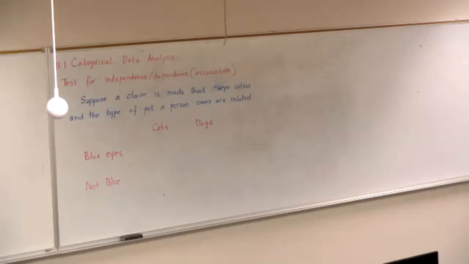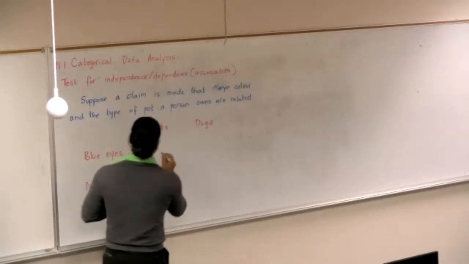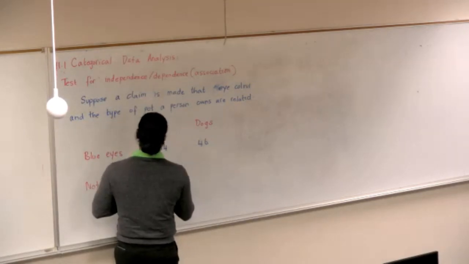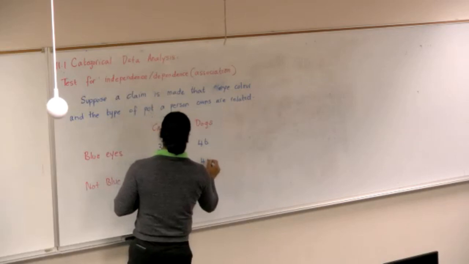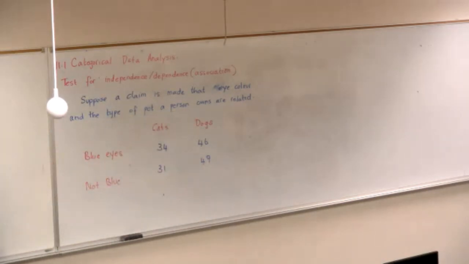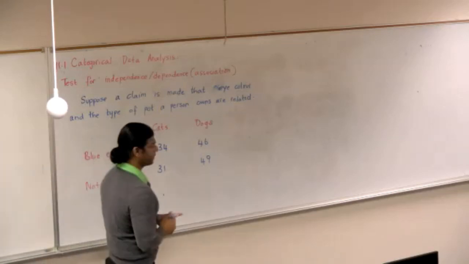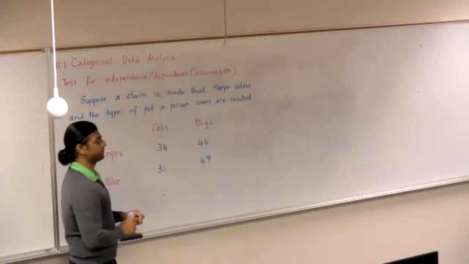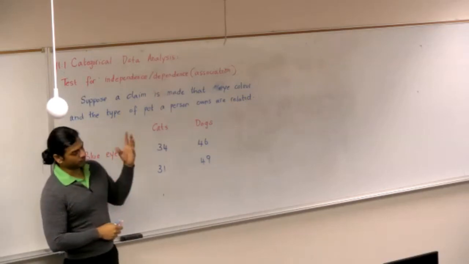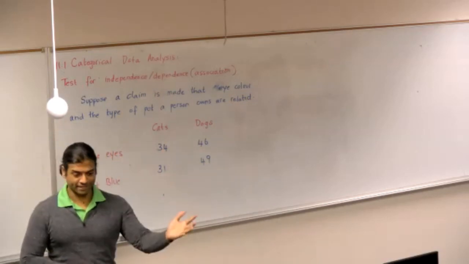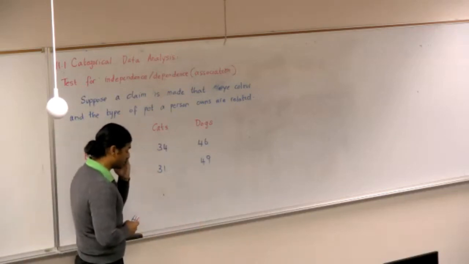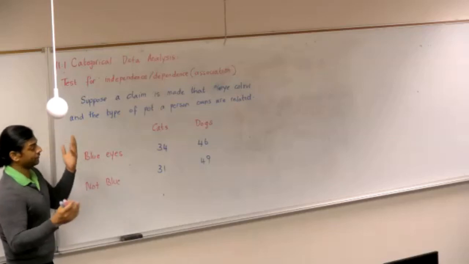So I'm going to create a table. 34, 46, 31, 49. So I go and survey people. I looked at people with blue eyes and I asked them, well, what type of pet do you have? They said, I have a cat. Then I looked at people with blue eyes and I asked them, what type of pet do you have? They said, I have a dog.